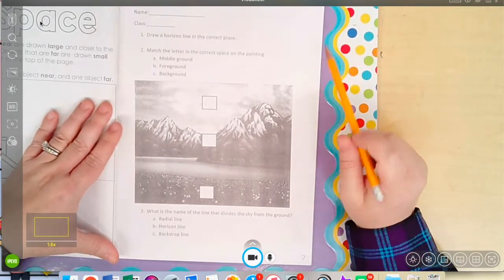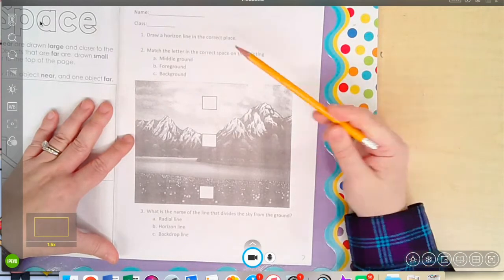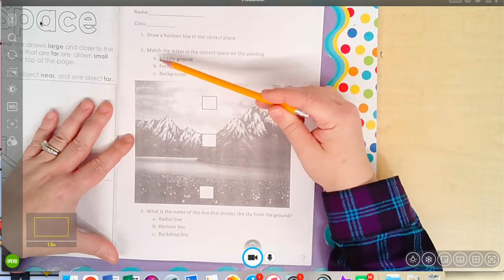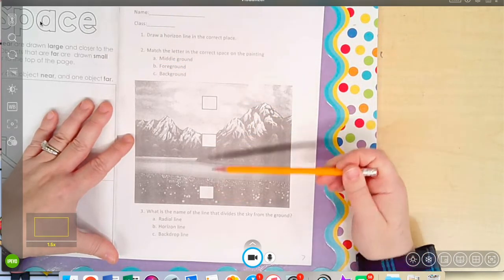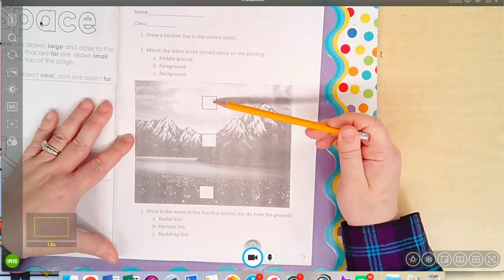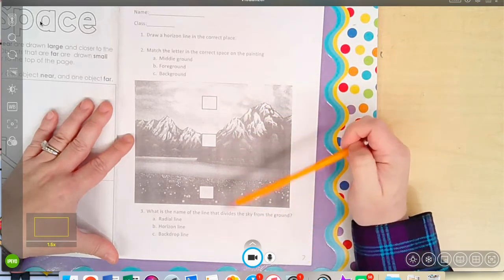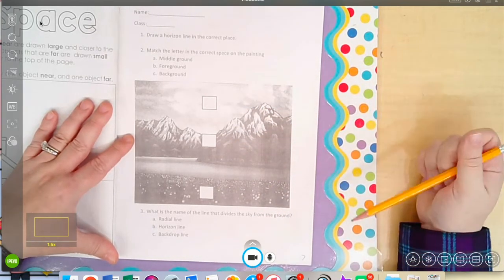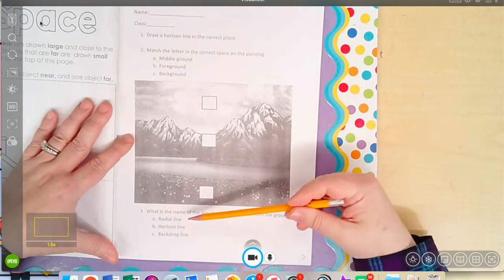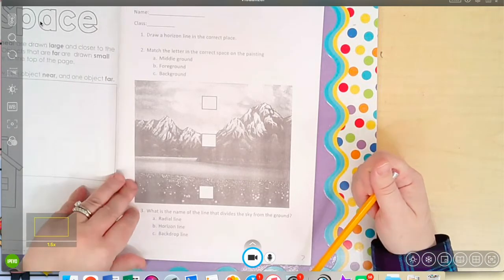Okay, so draw the horizon line. So where would it go? You are going to draw it. Match the letter in the correct space on the painting. So A is middle ground. So which of these boxes would you say is A? Okay, so you're going to put the letter in the box. Okay, where's the foreground? Where's the background? Use these boxes. What is the name of the line that divides the sky from the ground? Is it a radial line, a horizon line, a backdrop line? You're going to circle it.